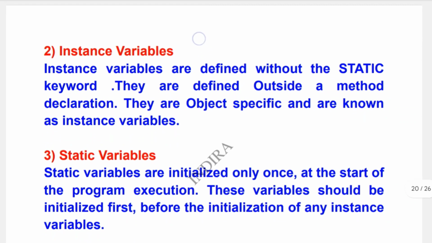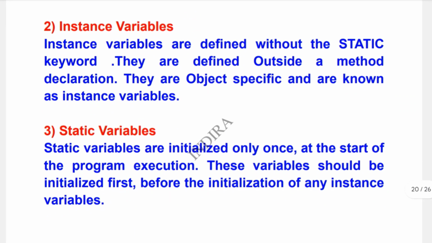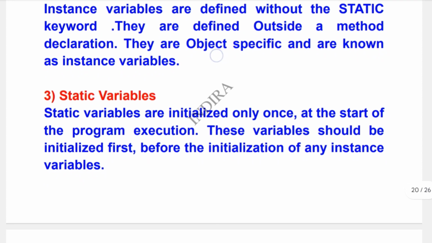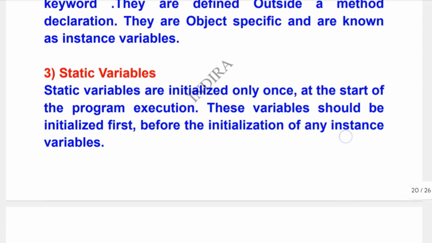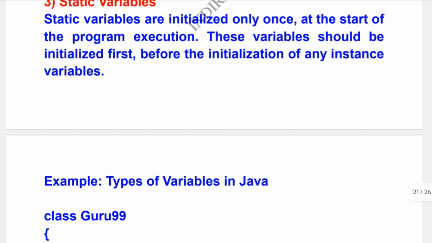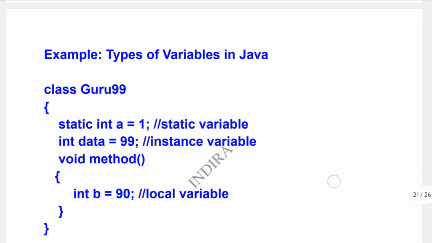Whereas static variables are initialized only once at the start of the program execution. These variables should be initialized first before the initialization of any instance variables. Static means nothing but fixed, or only once. So at the starting of the program execution only, we can add these variables as static variables. So this is the example for these variables.